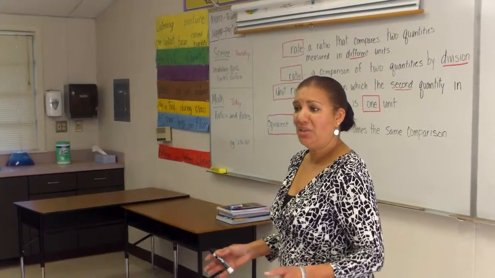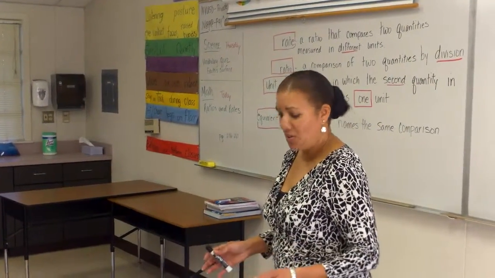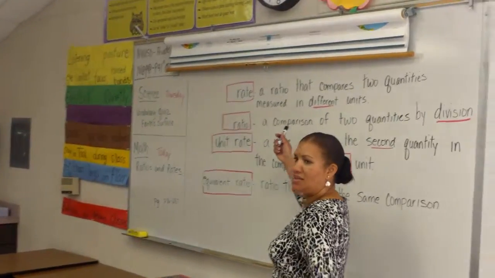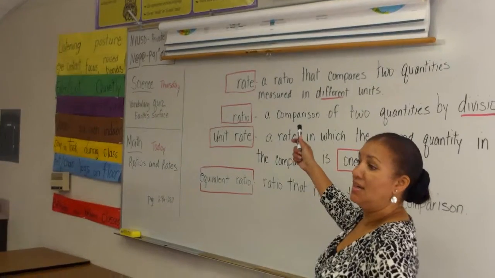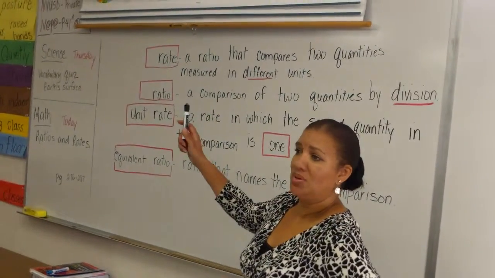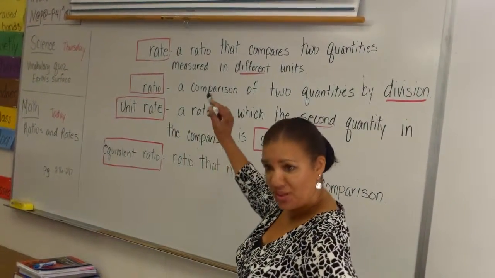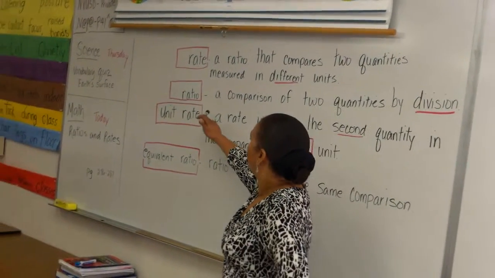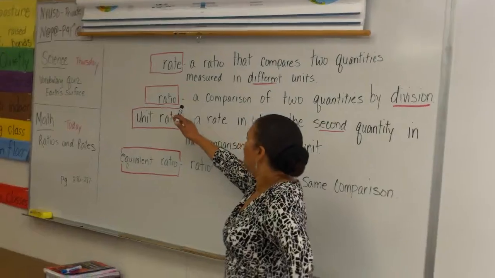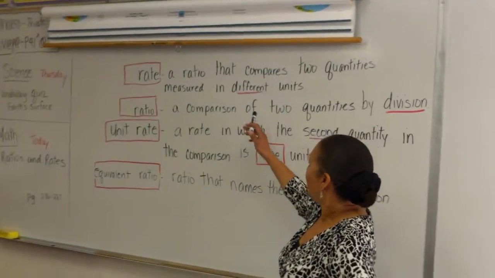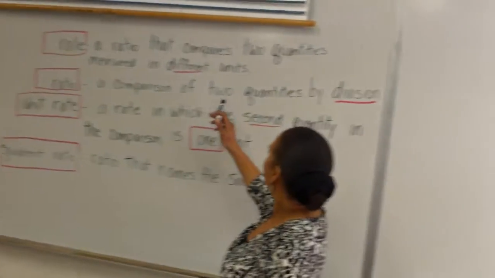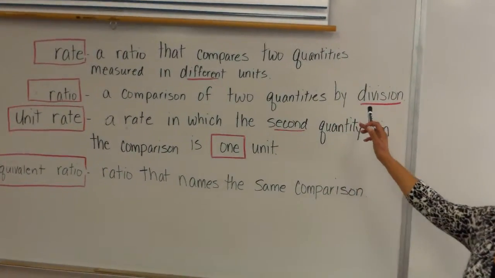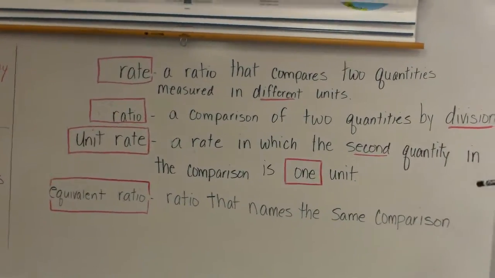And yesterday we learned what a ratio was. A ratio is, Kevin and Nevaeh, you all were not here yesterday, so you need to write this down in your math notebook, your math journal. A ratio is a comparison of two quantities by division. So we talked about ratios yesterday.